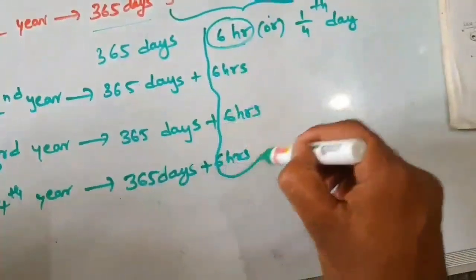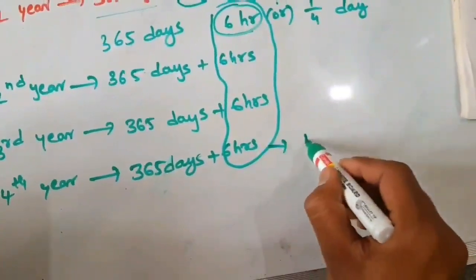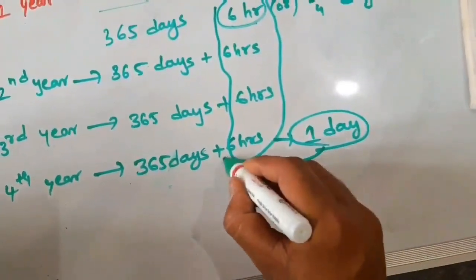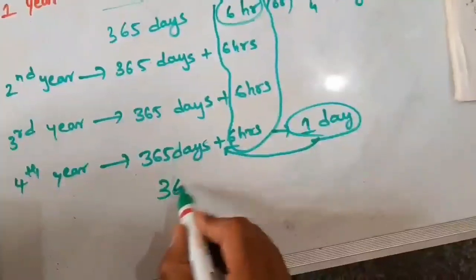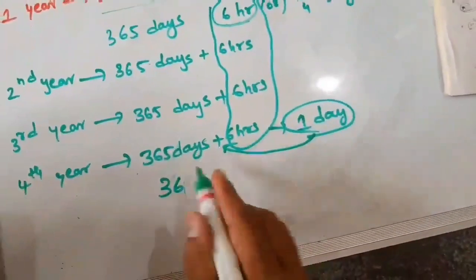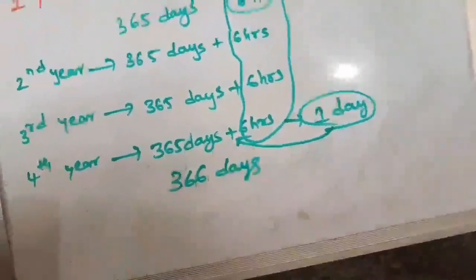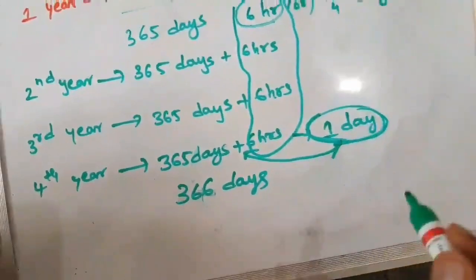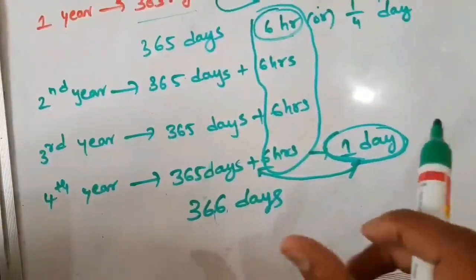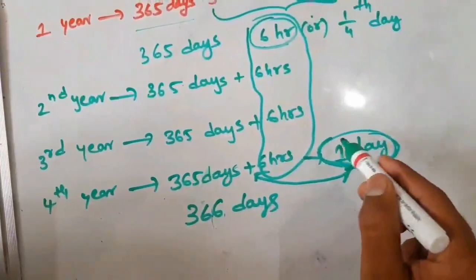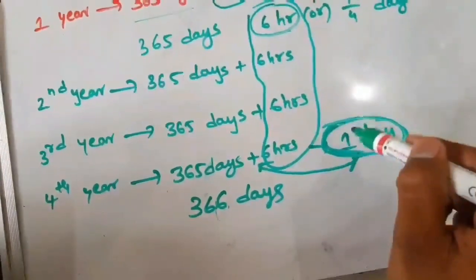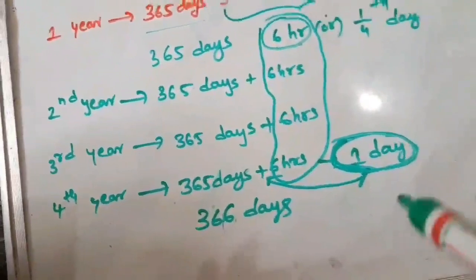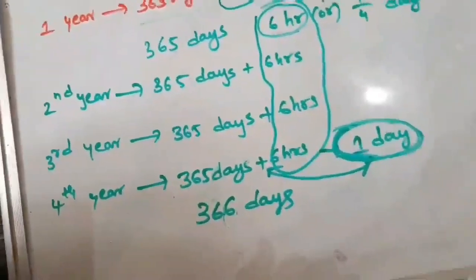If I add these 6 hours, I am going to get 1 extra day. So this extra day I am adding to the fourth year. So I am going to get 366 days in the fourth year. That too, this particular 1 day I am going to adjust in the February month. In a normal year, in February month, there will be 28 days. Because of this reason, I am adding this extra day in February month. So I am going to get 29 days in the fourth year, that is, in a leap year.